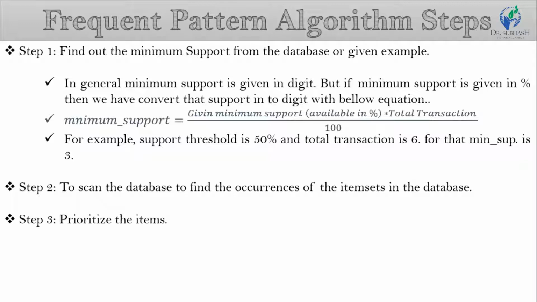So the next step is to order the items table according to priority. Means we can order the items column in which all the items are queued according to their priority, which was mentioned in the earlier step. The next step is to construct a tree. For this, create the root node of the tree. The root is represented by null.